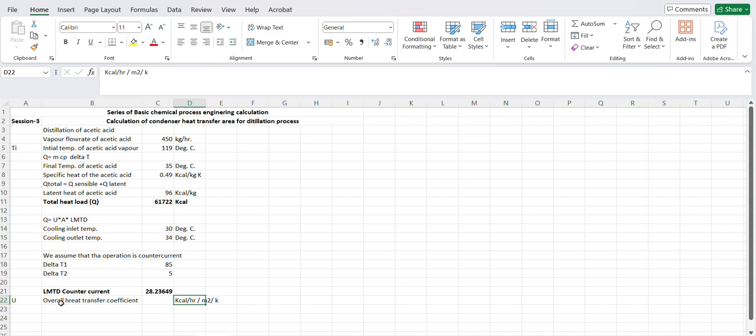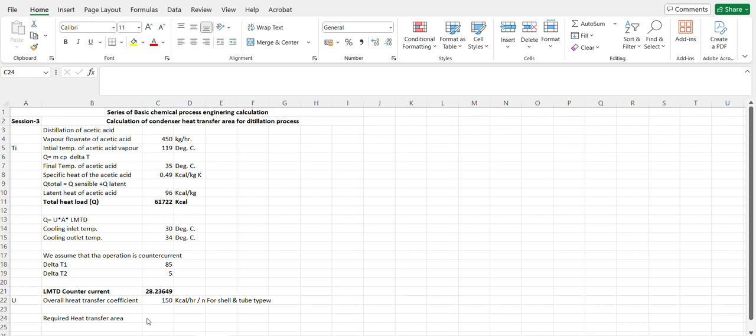Okay, so we are considering 150 here on the safer side, because initially we'll get up to 200 kilocalorie per hour meter square Kelvin also, but after a certain time there is scale formation and all these things. We can mention this here for the shell and tube type.